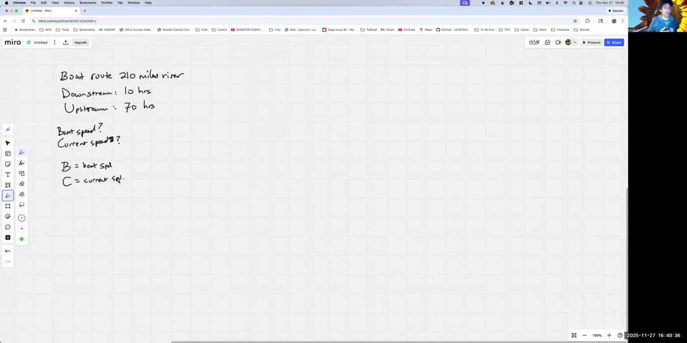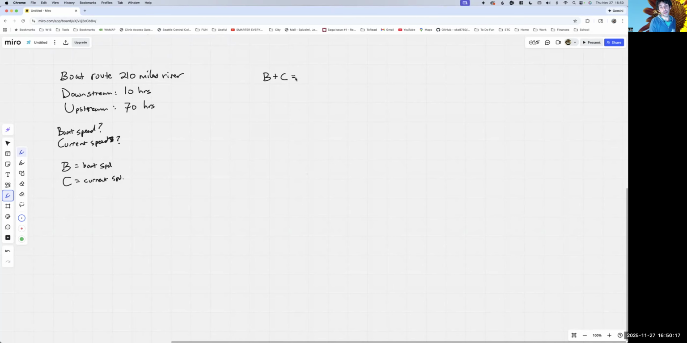So how do we go about this? Well, when going downstream, going with the river, the actual speed the boat's going, let me make sure I'm clear about this. When I say boat speed, I'm saying this is the speed it would be going in still water with the engine working like it's working. It's the speed it's putting out. However, it's moving with the current, so it's going to be going a little bit faster. So in other words, if you take that boat speed and add the current to it, you get the speed the boat's actually moving relative to the land when it's going downstream.